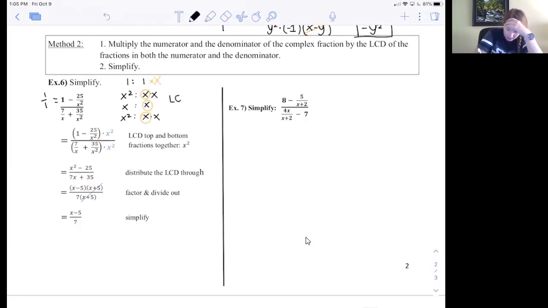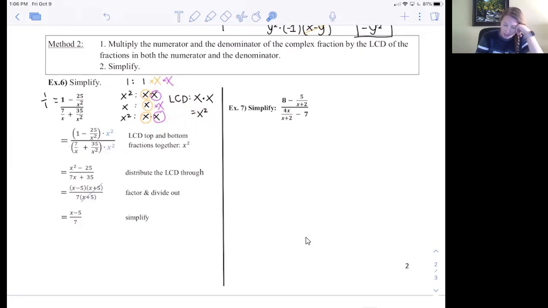So my LCD is going to include an x. And then I can see that here, I've got an x and an x. So I just need to times this one by x and times this by x. So my LCD is going to be x squared. Hopefully that makes sense of how I'm finding that LCD. Remember, you're seeing what's common and then what's different and multiplying them by each other. So my LCD is x squared.